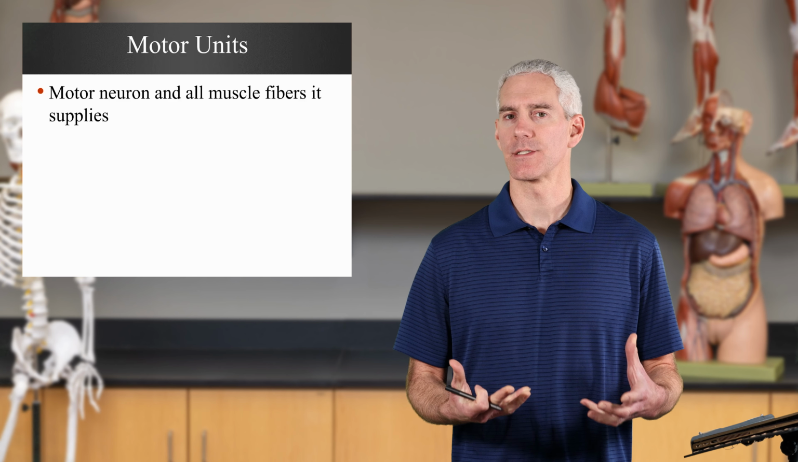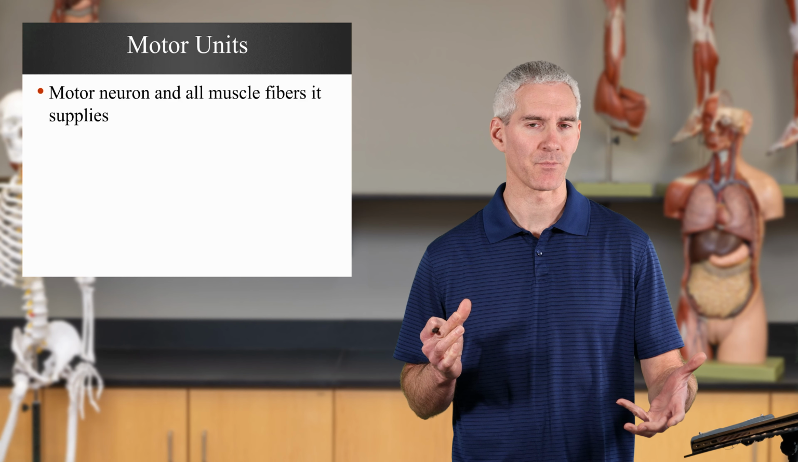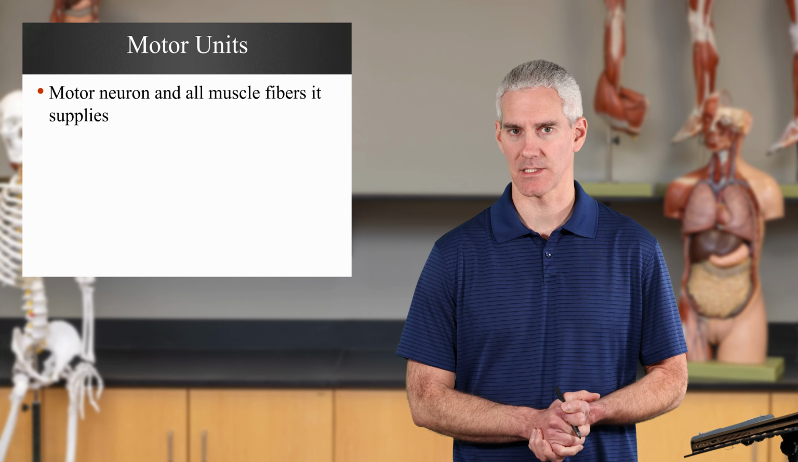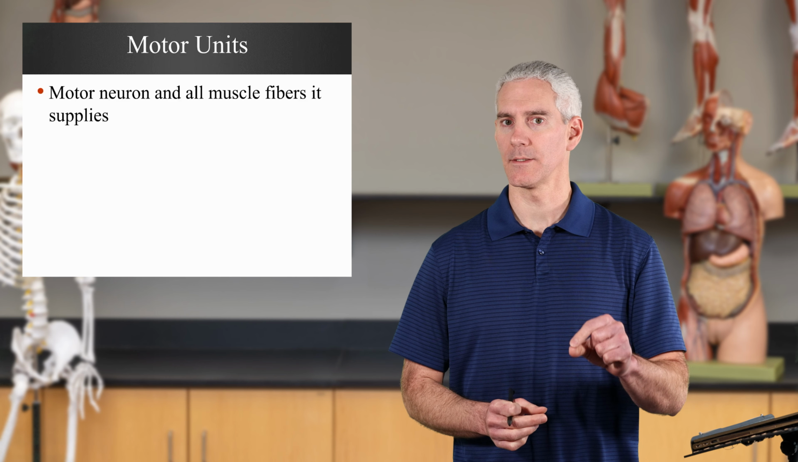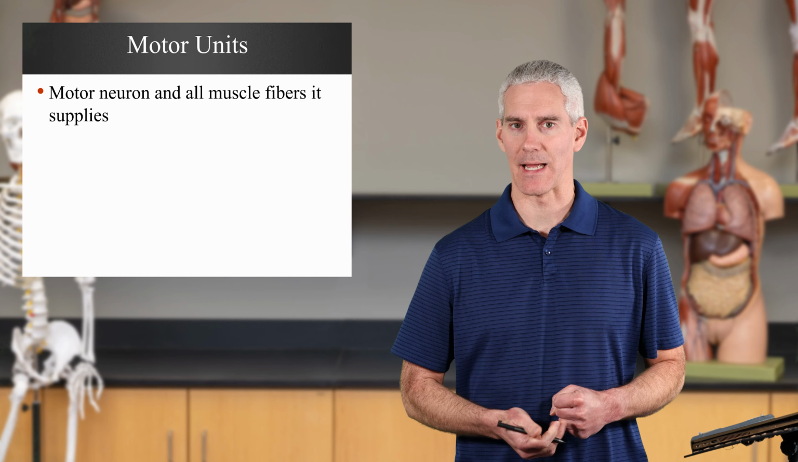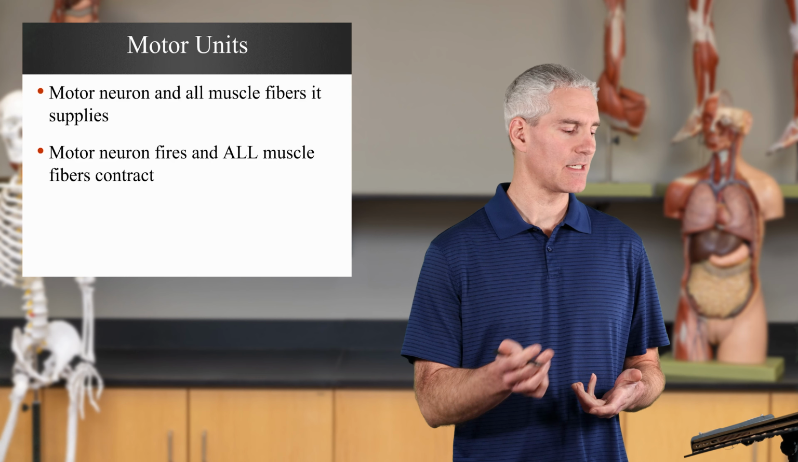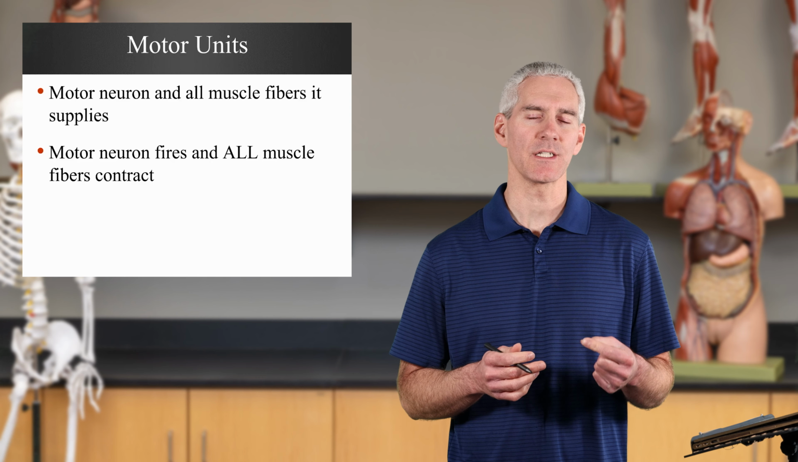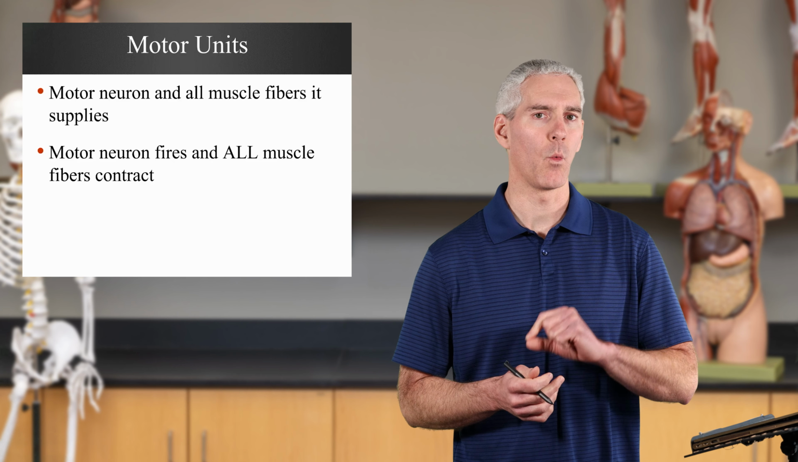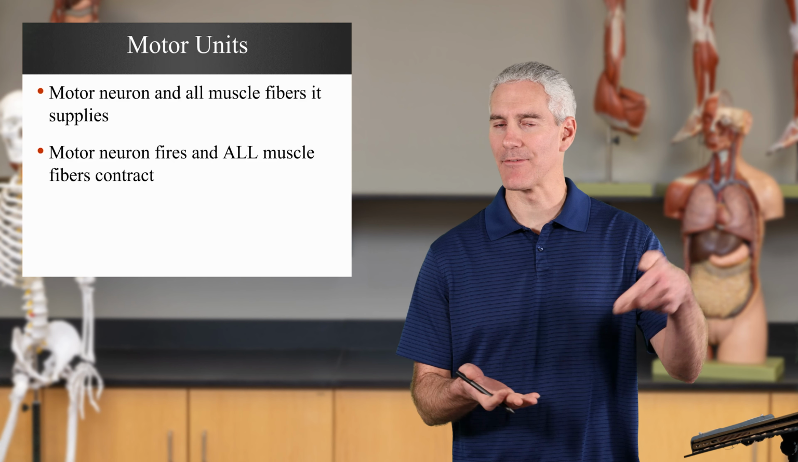I'm saying all associated because this could be 4 or 5 fibers, or it could be a couple hundred fibers. It varies based on the muscle. So it's one motor neuron connected to all of the muscle fibers. This connection causes all the muscle fibers to contract at once. If that neuron fires, every muscle fiber attached to it will contract together.